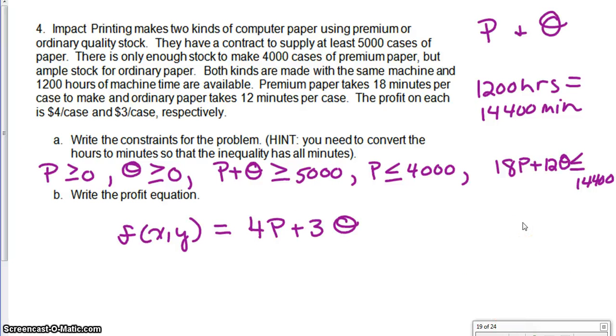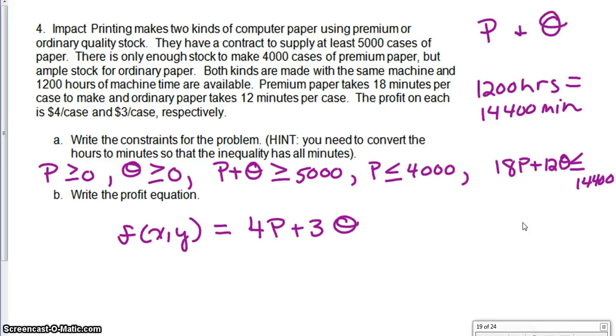All right, impact printing. If we talk about P as being premium and theta being ordinary, the constraints would be P is greater than or equal to 0, theta is greater than or equal to 0, P plus theta is greater than or equal to 5,000, P has to be less than or equal to 4,000, and 18P plus 12 theta is less than or equal to 14,400.